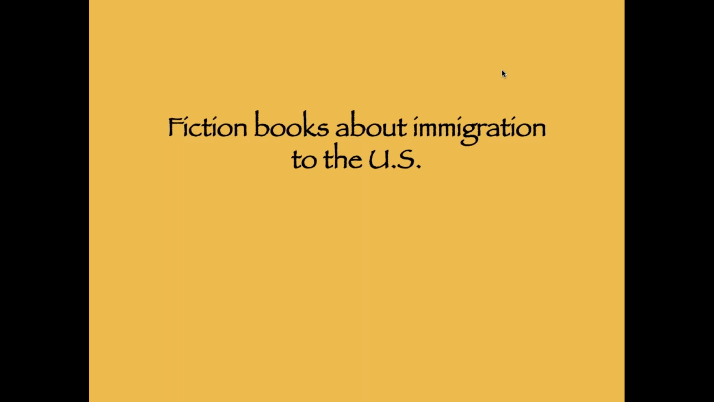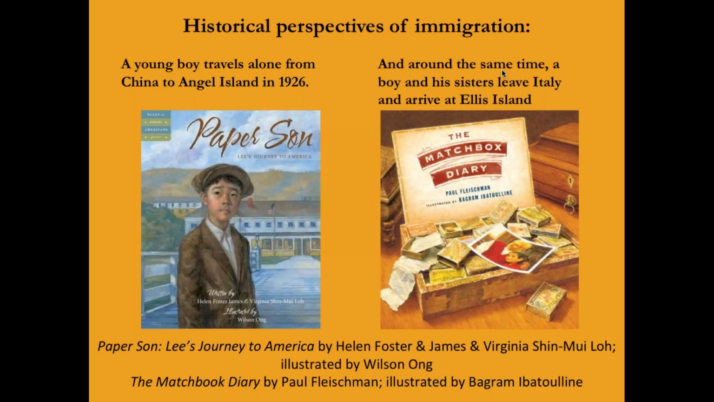And fiction books about immigration to the United States. Historical perspectives, you have Paper Sun, which is about a young boy who travels alone from China to Angel Island in 1926. And around the same time, a boy and his sisters leave Italy and arrive at Ellis Island.